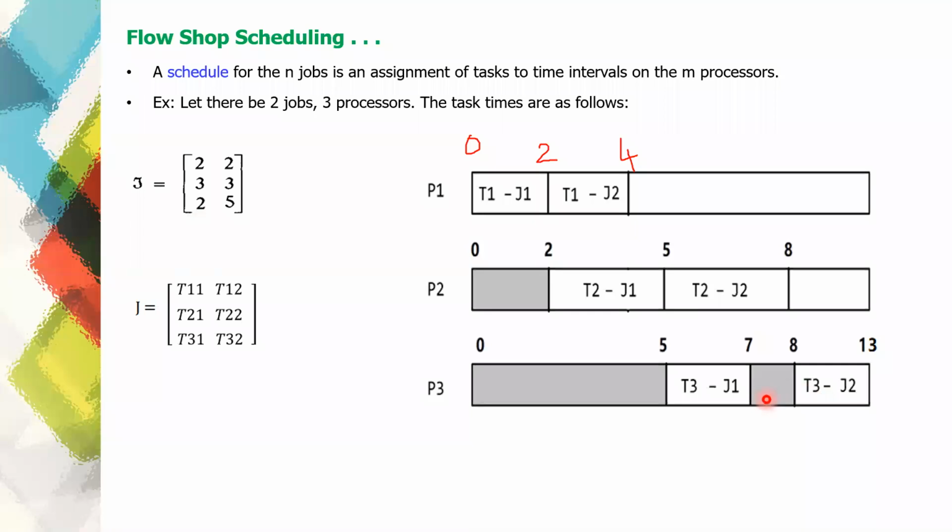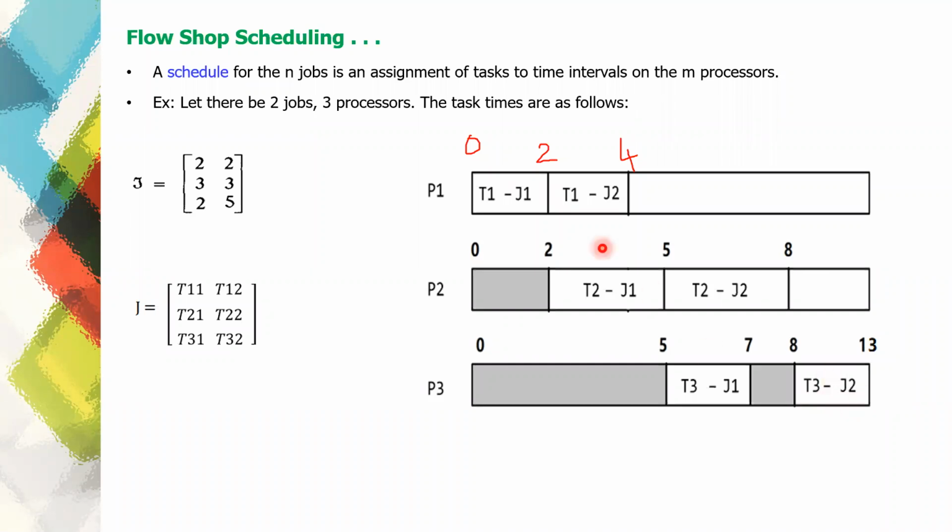Then finally, this will be again idle time for processor 3, because task 3 of J1 is getting finished at the 7th time unit, but it cannot immediately start T3 of J2, because T2, after finishing, then only T3 can start. So T2 is getting completed at the 8th time unit. So T3 can start only after the 8th time unit. So this is the schedule for processor 3.